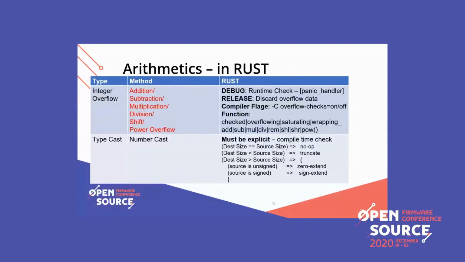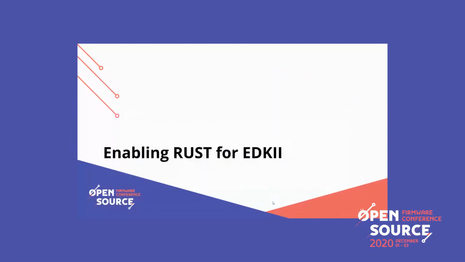The developer chooses the right version to parse the external input. Typecasting is another risk. Rust always requires explicit typecasting at compile time. This is a brief introduction to Rust. Now we can see how to build Rust in EDK2.